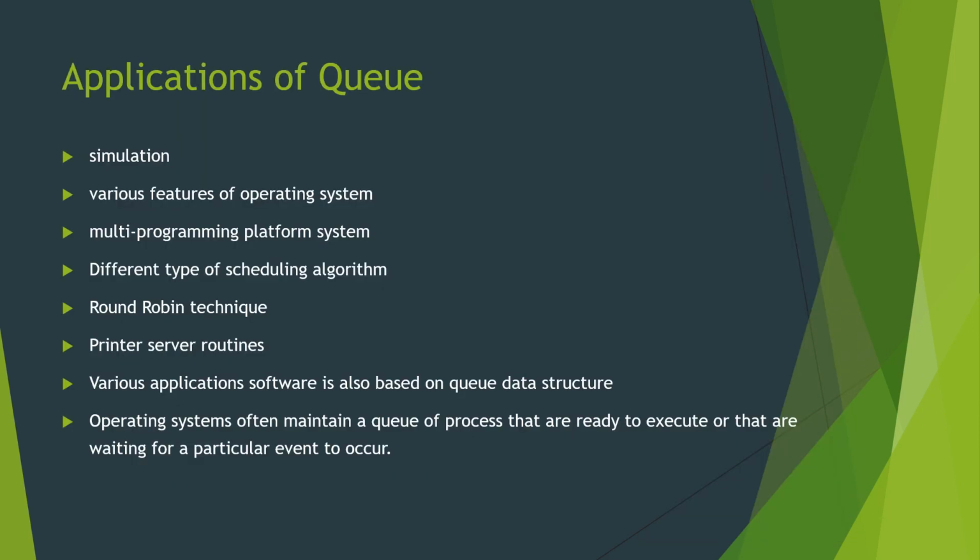So these are also some of the different applications of a queue. The first is simulation and various operating systems, such as multi-programming platform systems and different types of scheduling algorithms, round robin techniques, printer server routines. Various application server software is also based on the queue data structure. Lastly, the operating system maintains a queue of processes that are ready to execute or waiting for a particular event to occur. These are some of the different applications of a queue in the data structure.